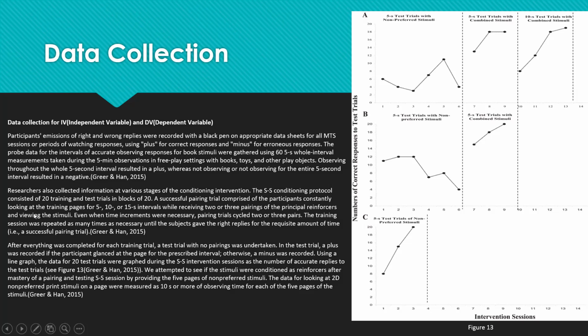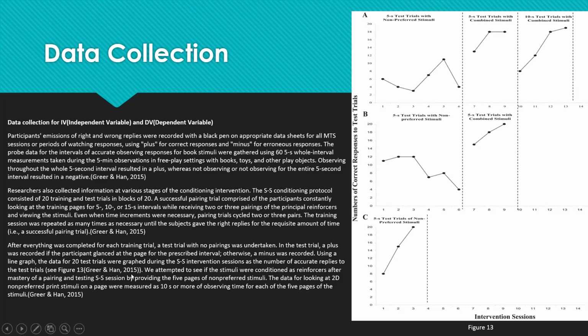The training session was repeated as many times as necessary until the subjects gave the right replies for the requisite amount of time, a successful pairing trial. After each training trial, a test trial with no pairings was undertaken. In the test trial, a plus was recorded if the participants could attend to the page for the prescribed interval, otherwise a minus was recorded. Using a line graph, the data for 20 test trials were graphed during the SS intervention sessions as the number of accurate replies to test trials.